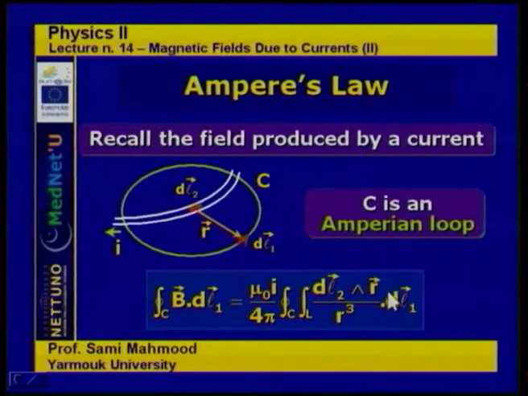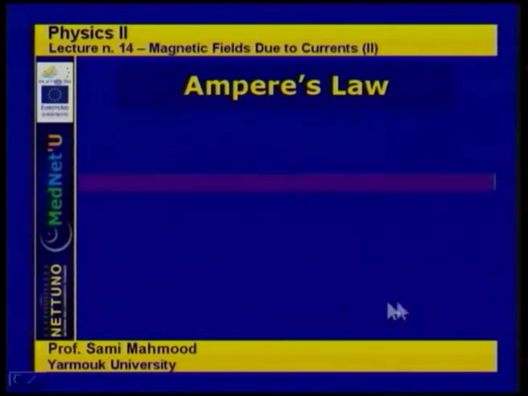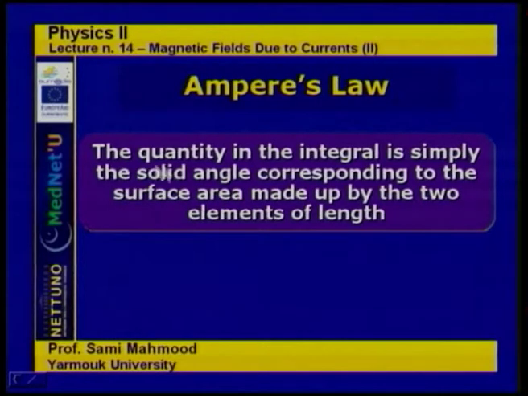And now this quantity, we dot it with dl1 as it is here in the left-hand side of the equation, and we integrate over C, which is the Amperian loop. So B dot dl1 integrated over the Amperian loop C is equal to this quantity. Now we will rearrange this quantity.